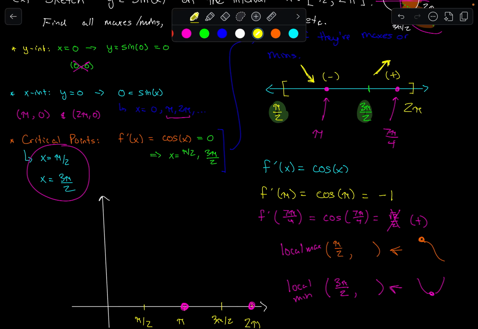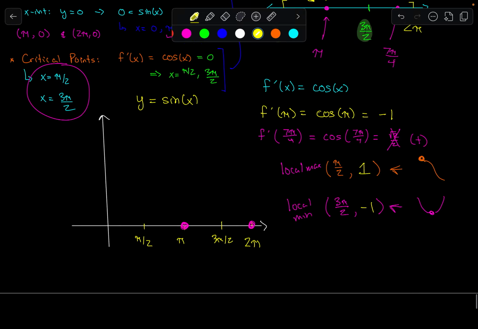Now, how do I get those y values? Well, how do I get the y value of any function? I'm just going to plug this x value into my original function. So since we're trying to sketch y is equal to sine of x, we can just plug in pi over 2. And last time I checked, sine of pi over 2 is equal to 1. And then sine of 3 pi over 2 is equal to negative 1. And so that means that if I were to sketch those points, pi over 2 comma 1 would be up here. And then 3 pi over 2 comma negative 1 is down here.